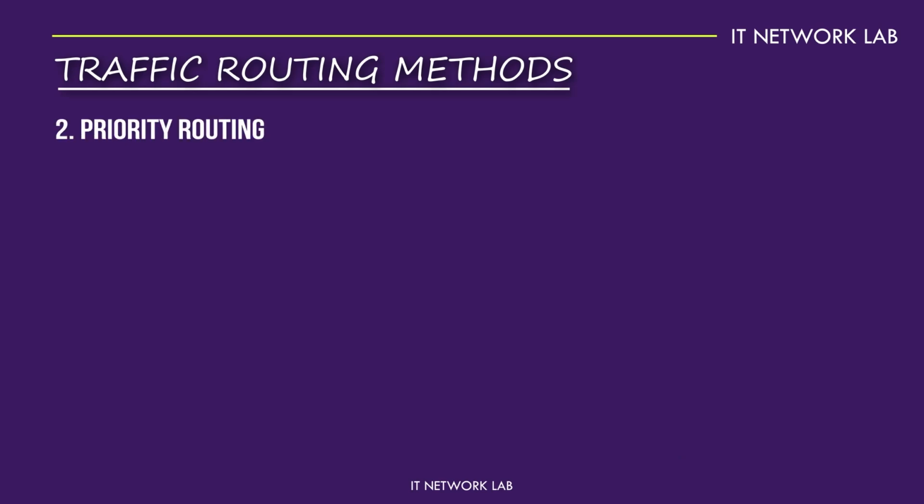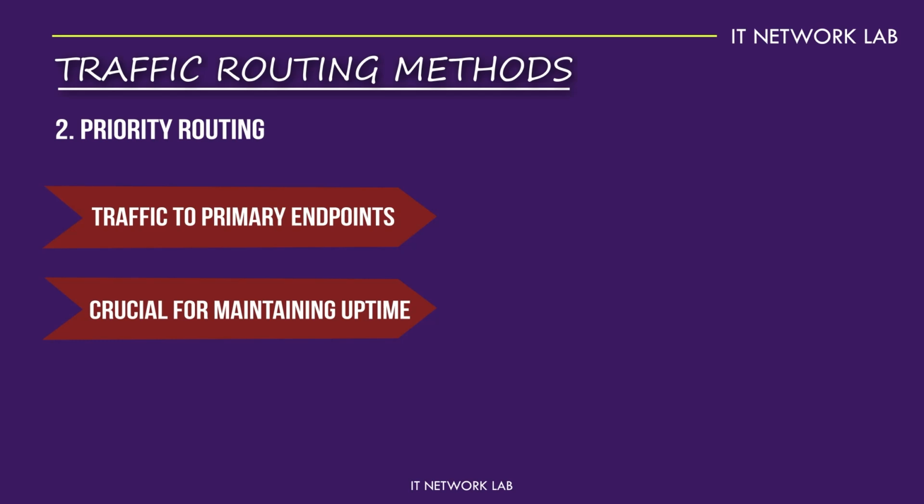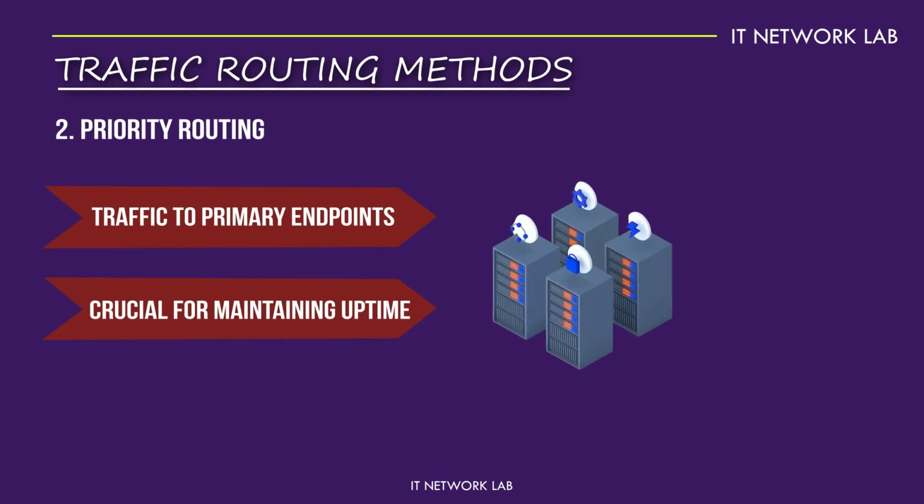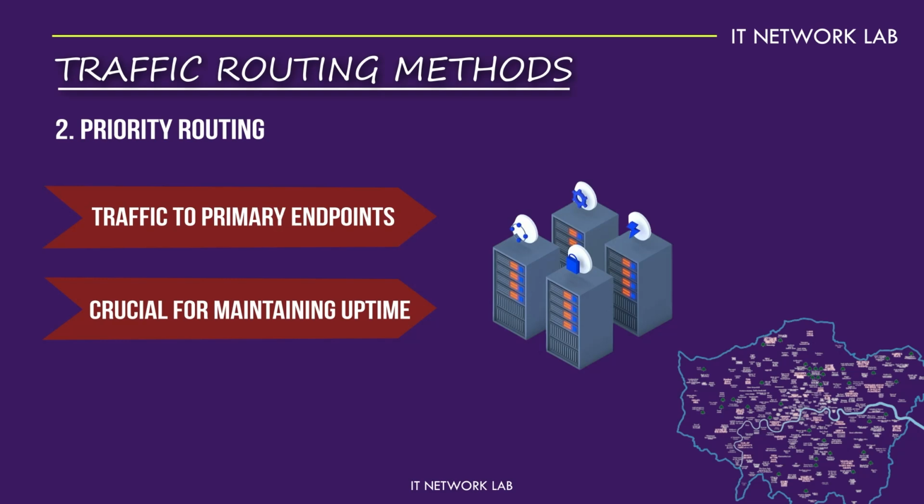2. Priority routing. Priority routing sends traffic to primary endpoints first. If the primary is down, it switches to the secondary. This is crucial for maintaining uptime. For example, if your main server in New York goes down, traffic is rerouted to a backup server in London. Your users won't even notice the switch.